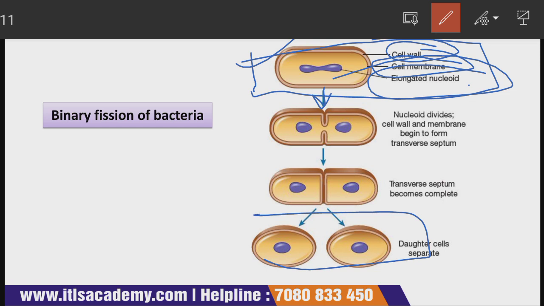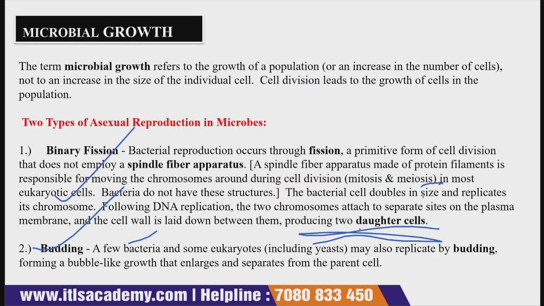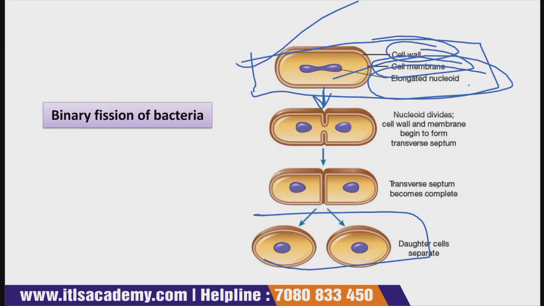So this is about the binary fission of bacteria. Now moving to budding. A few bacteria, and some eukaryotes including yeast, may also replicate by budding, forming a bubble-like growth that enlarges and separates from the parent cell. So a question may ask how bacteria divide themselves or how bacteria grow. Bacteria grow through two types of asexual reproduction, that is binary fission and budding.